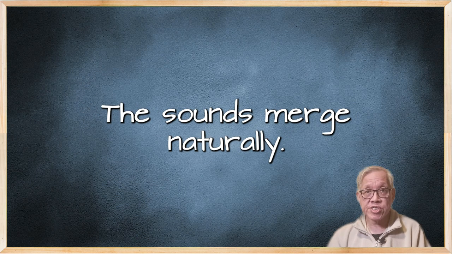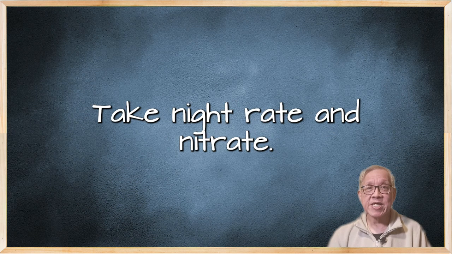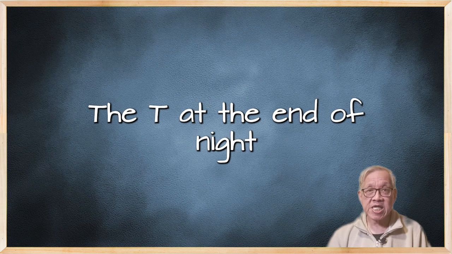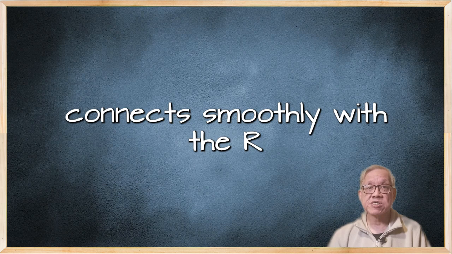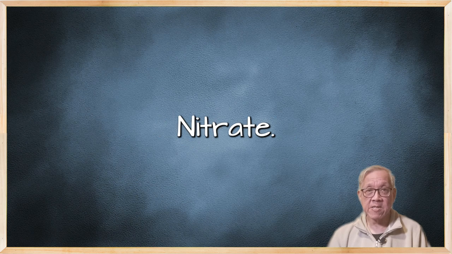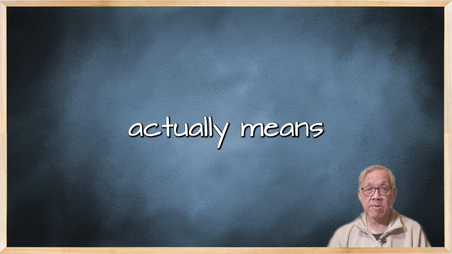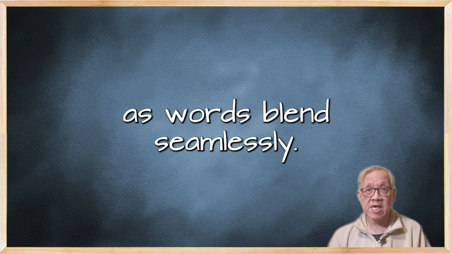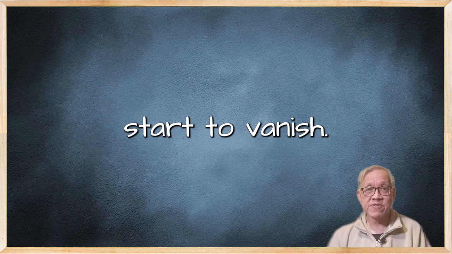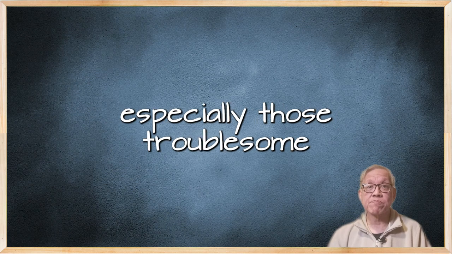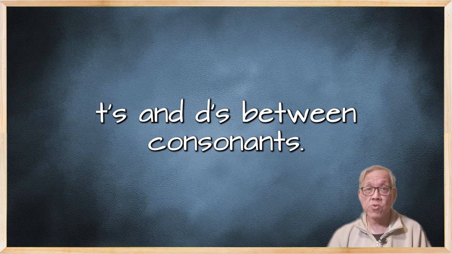The sounds merge naturally. Take "night rate" and "nitrate." They sound exactly the same when spoken at normal speed. The T at the end of night connects smoothly with the R in rate. Nitrate, nitrate. But your brain uses context to figure out which one the speaker actually means. As words blend seamlessly, the boundaries you once noticed start to vanish. And this brings us to elision, where sounds completely disappear, especially those troublesome T's and D's between consonants.